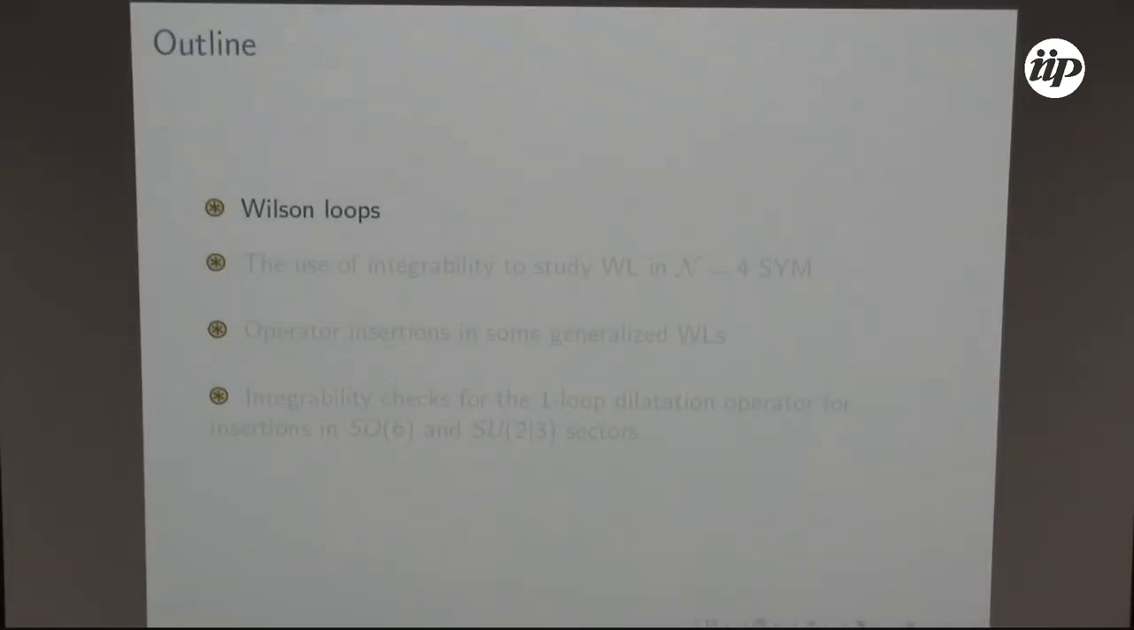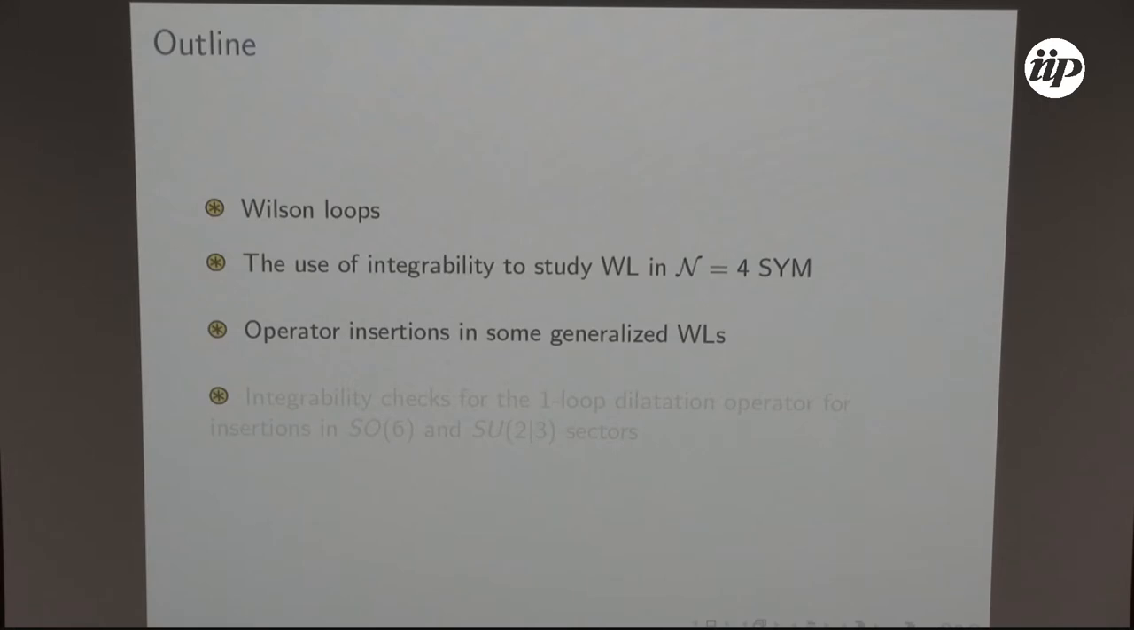So, the outline is I will just start with a brief review or introduction of Wilson loops and some characteristic examples of Wilson loops. And then we will sketch how you can use integrability to compute expectation values of certain Wilson loops in N=4 super Yang-Mills. Then I will jump into the precise problem that we studied, which is to introduce insertions in these generalized Wilson loops, which are non-locally supersymmetric. And then I will present some checks of integrability when you consider insertions in certain subsectors of the theory.